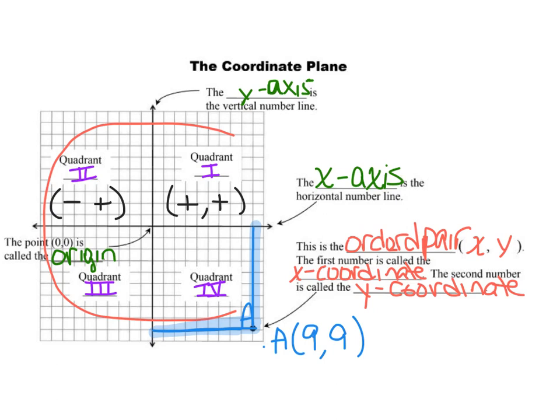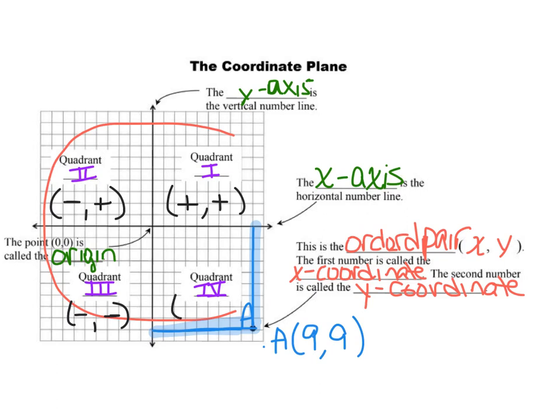So let's look at quadrant 3. Quadrant 3, your x is negative and your y is also negative, because when you're looking at the y-axis, everything above the origin is positive, anything below the origin is negative.